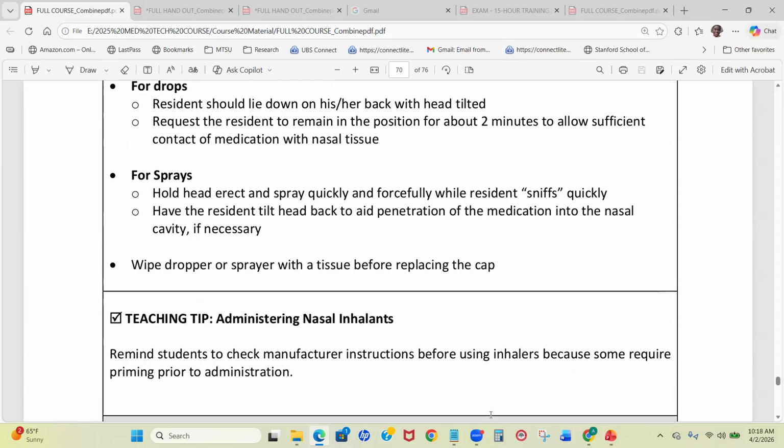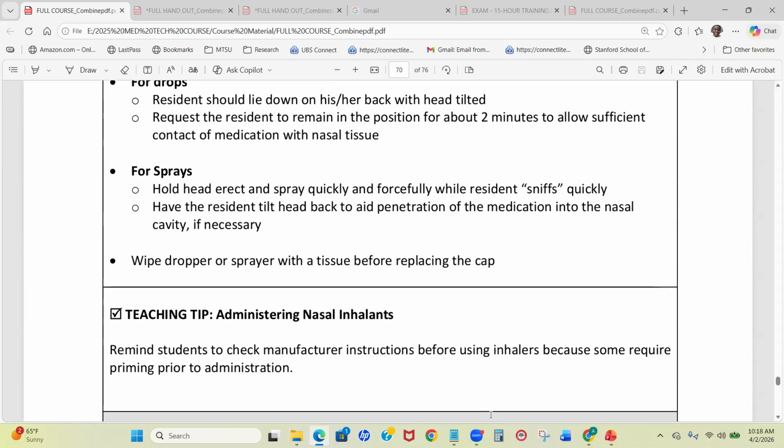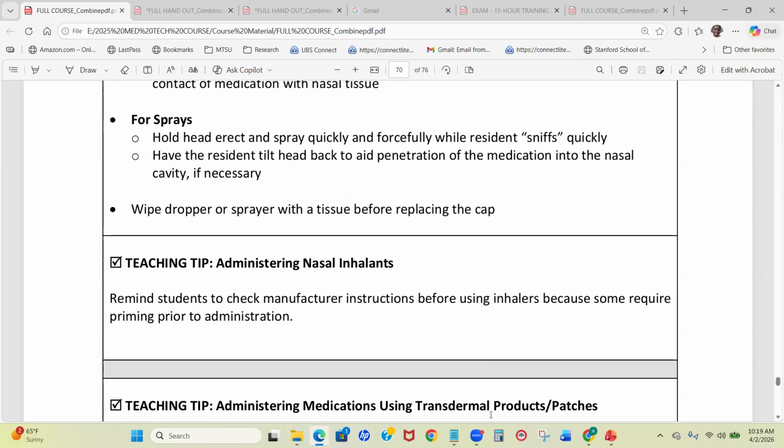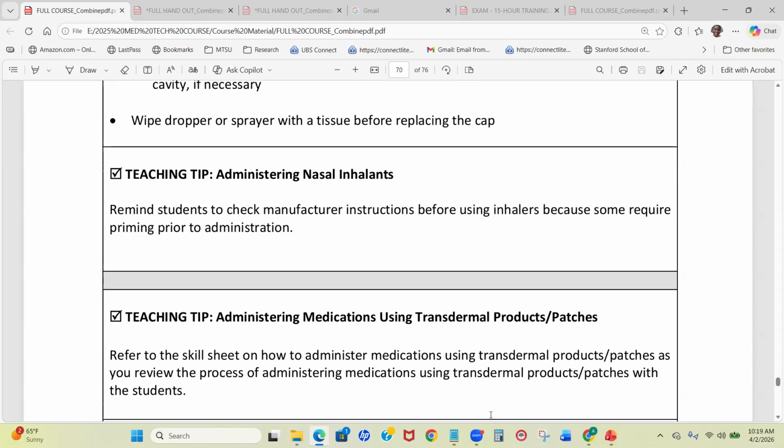If it's a spray, their head has to be erect. You quickly push it in, and then tell them to sniff it in quickly. When they sniff it in quickly, let them be in that position for a little bit before they start doing anything else, so it can penetrate into the nasal cavity. And make sure you wipe the spray with the alcohol prep before you put it back, so that it is not contaminated. The nasal inhalant too, you do that. Let them sniff it in immediately.